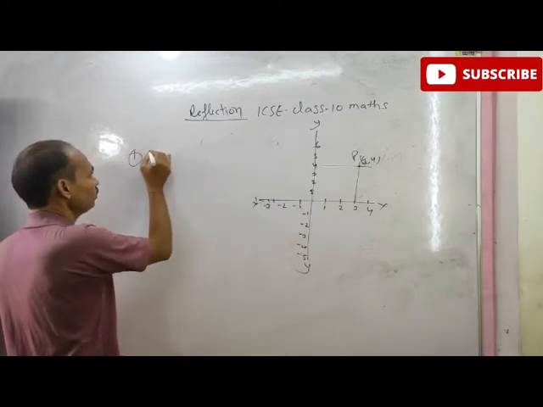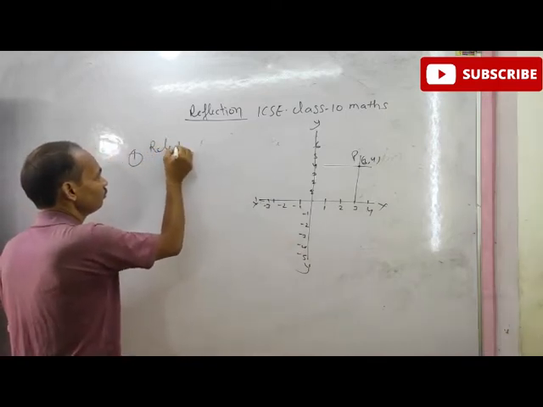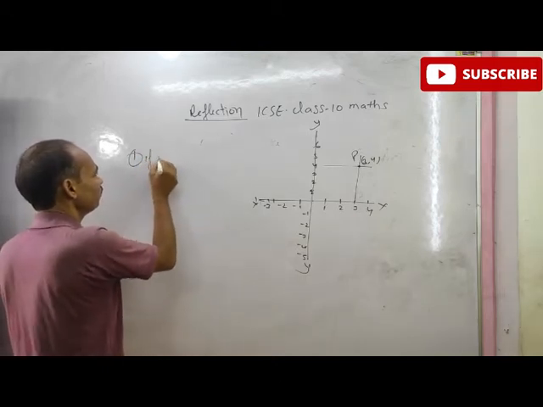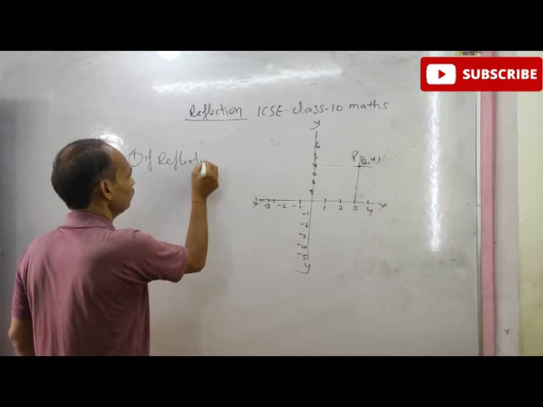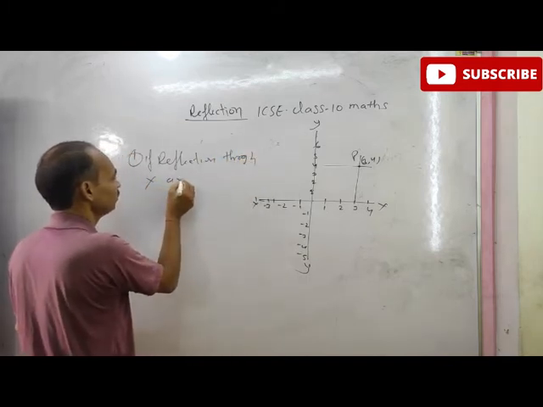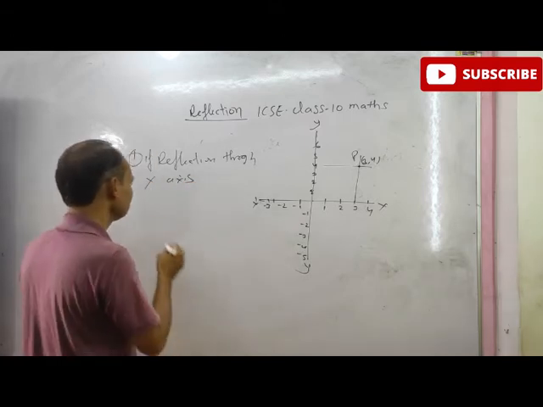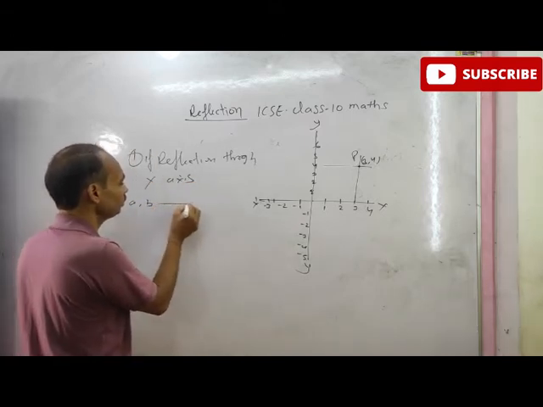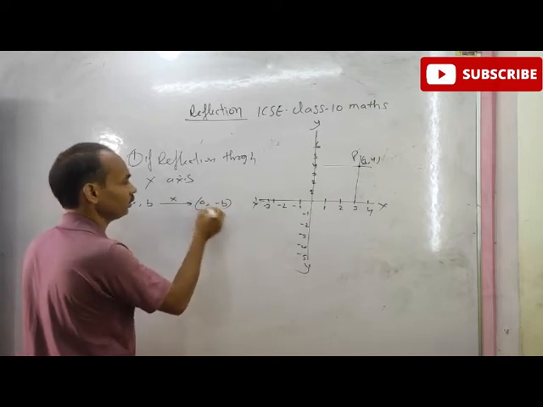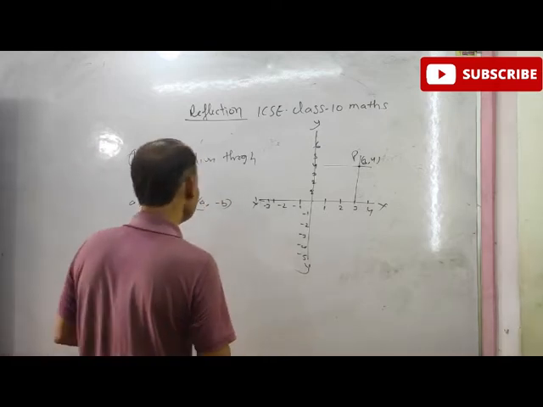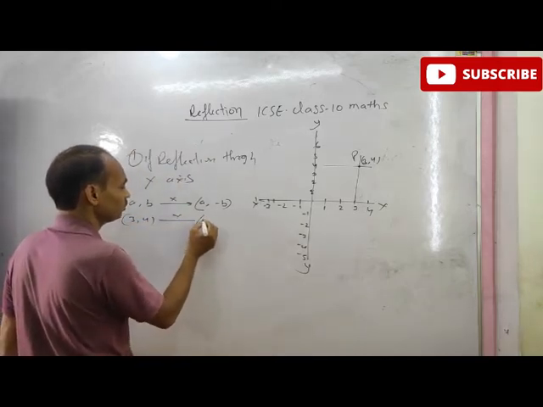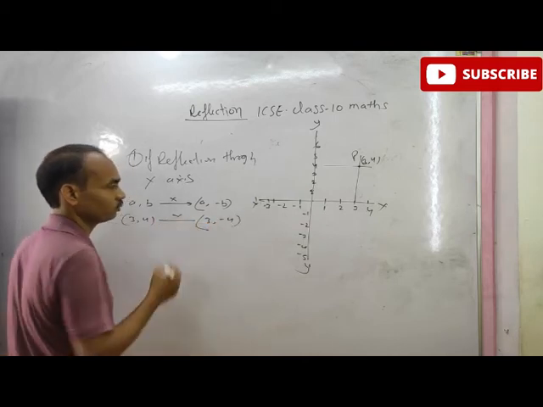Then rule 1: if reflection is through the x-axis, then for (A, B) reflected in the x-axis, the y sign changes, giving (A, minus B). Such that if (3, 4) is reflected in the x-axis, then it becomes (3, minus 4).